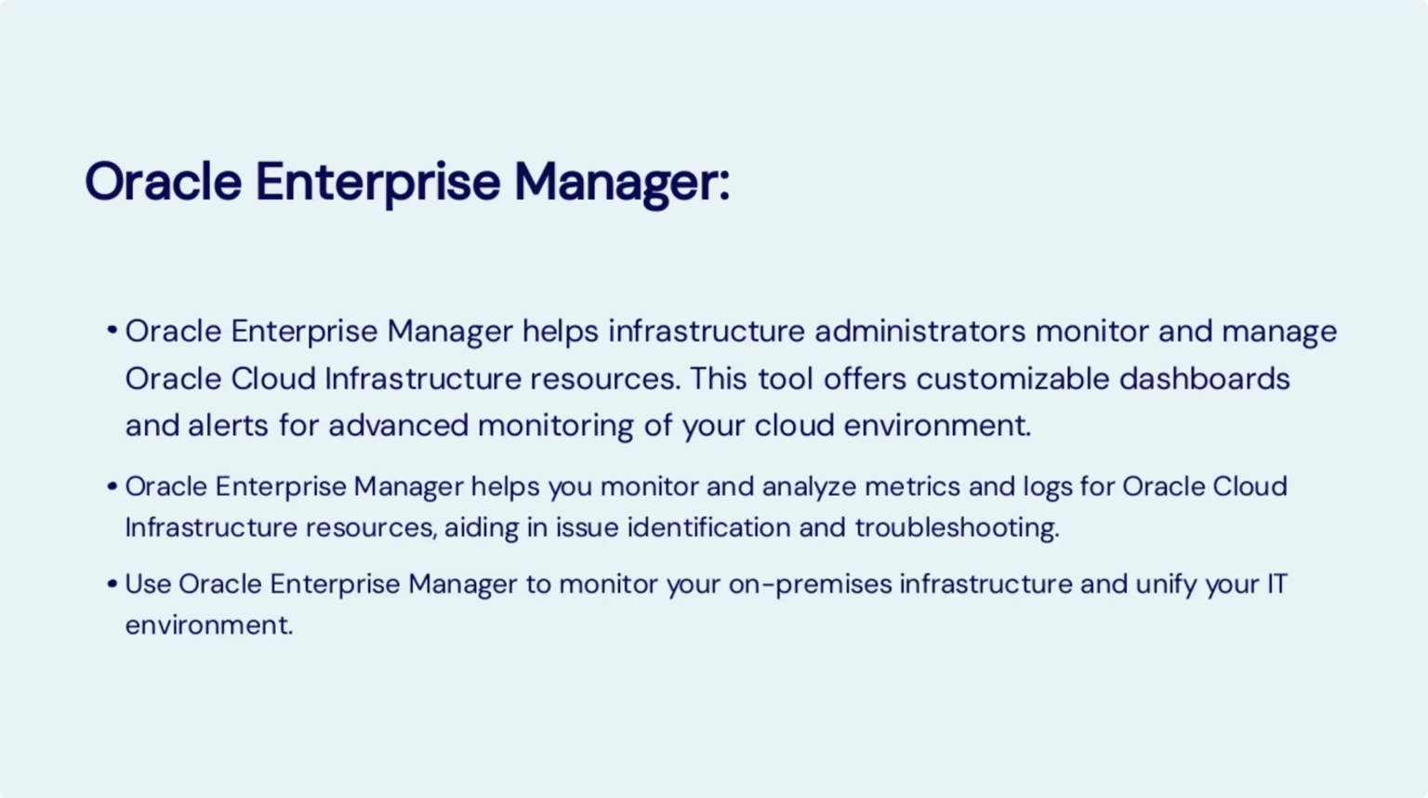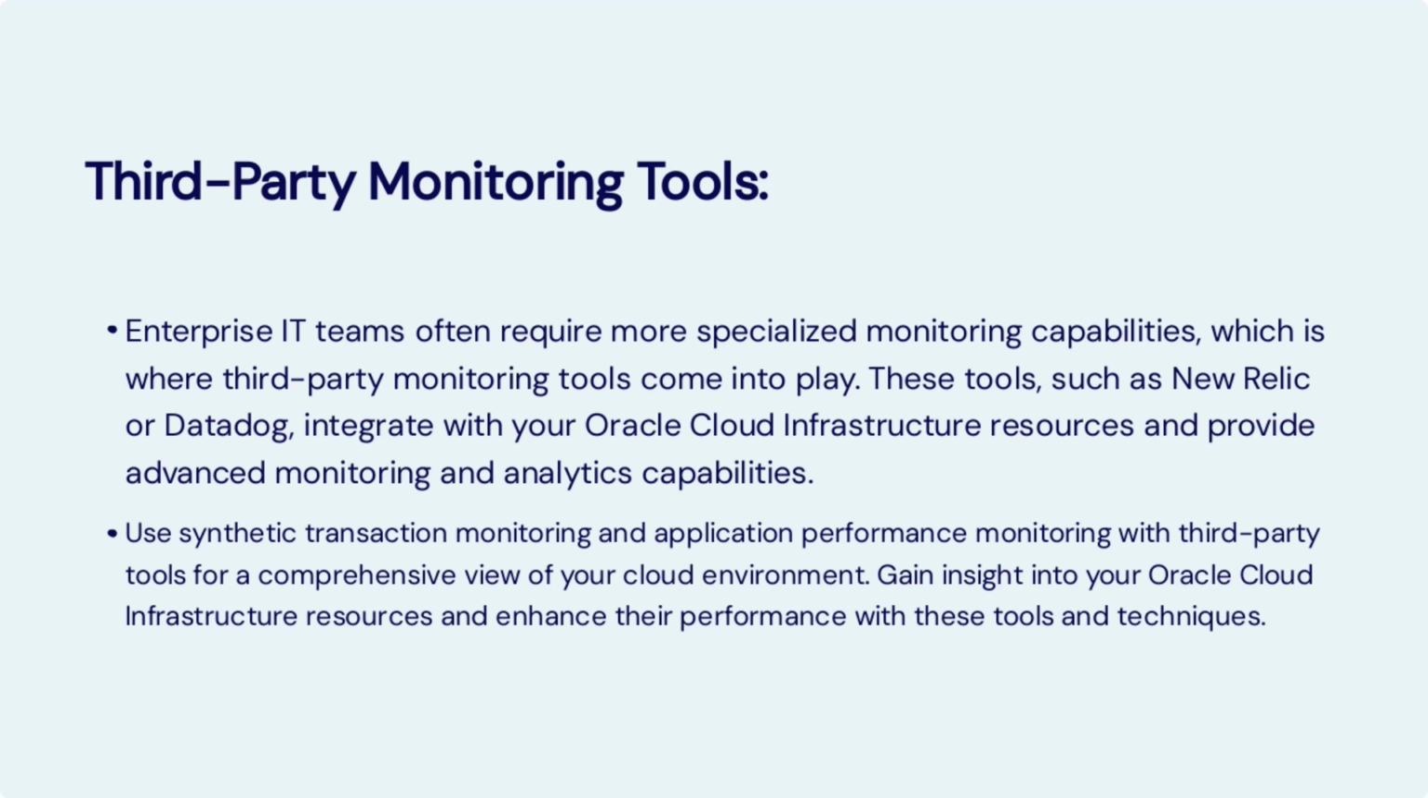Oracle Enterprise Manager helps infrastructure administrators monitor and manage Oracle Cloud infrastructure resources. This tool offers customizable dashboards and alerts for advanced monitoring of your cloud environment. It also helps you monitor and analyze metrics and logs for Oracle Cloud infrastructure resources, aiding in issue identification and troubleshooting. Additionally, you can use Oracle Enterprise Manager to monitor your on-premises infrastructure and unify your IT environment. Enterprise IT teams often require more specialized monitoring capabilities, which is where third-party monitoring tools come into play. These tools, such as New Relic or Datadog, integrate with your Oracle Cloud infrastructure resources and provide advanced monitoring and analytics capabilities. Use synthetic transaction monitoring and application performance monitoring with third-party tools for a comprehensive view of your cloud environment. Gain insight into your Oracle Cloud infrastructure resources and enhance their performance with these tools and techniques.